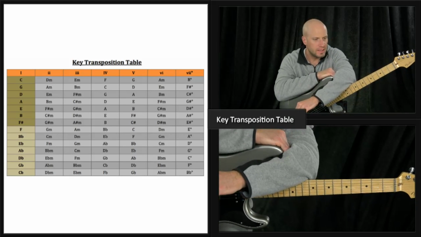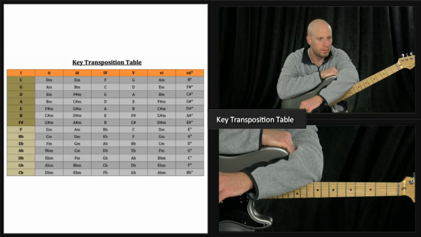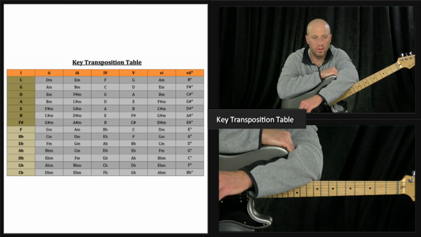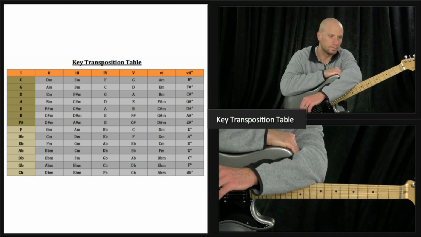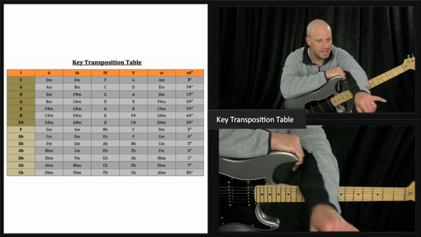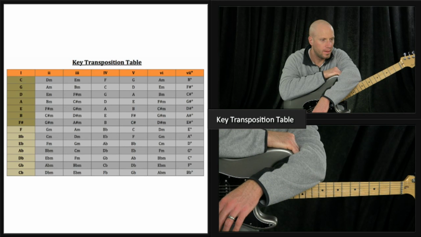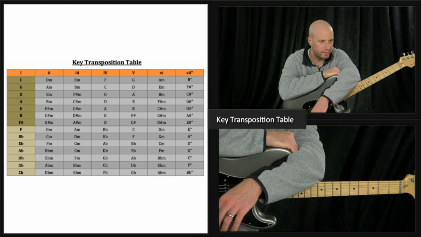So in the key of C, we have C major, D minor, E minor, F, G, A minor, B diminished. So if you were playing a 1, 4, 5 in the key of C, you would have C, F, and G. Okay. Let's skip down to D major. If we were to play a chord progression based off the 1, 4, and 5 in the key of D, it would be D, G, and A. Following?